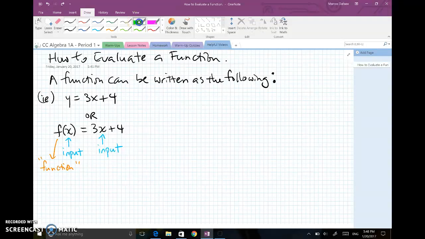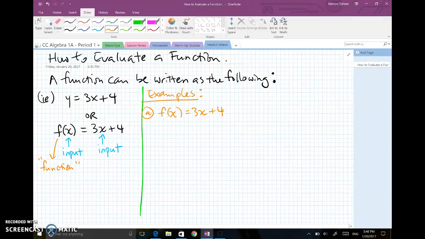So here we go. I'll create a division right there. And I think I like this orange color, so I'm going to stick to that. So here's some examples. So the first is actually, let's go ahead and stick to what we have to our left there. So f of x is equal to 3x plus 4. And I'm going to try to evaluate this when I know that I have f of 3.